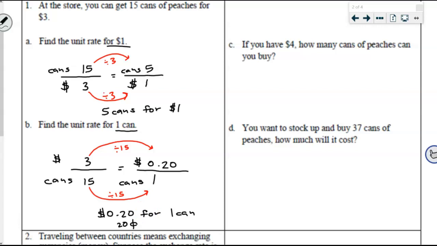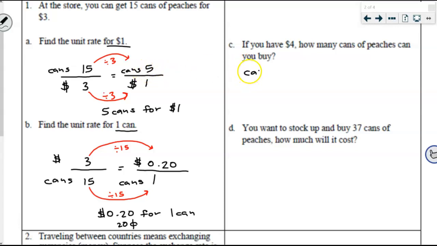You've got practice and experience with that, but now again, this side, the right-hand side, parts C and D, we're reusing that same information to answer these other questions. You have $4, so how many cans of peaches can you buy? You want to stock up and buy 37 cans of peaches. How much will that cost? So again, we're reusing this information that we have already used over here. I'm going to set this up as if I hadn't already done this, because I want to show you just how useful that unit rate is.